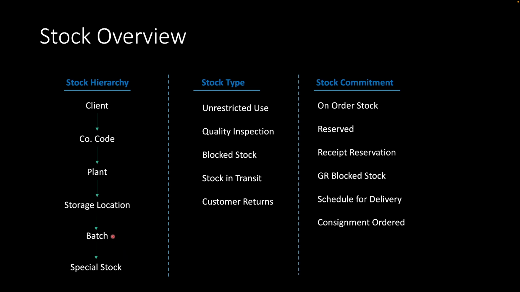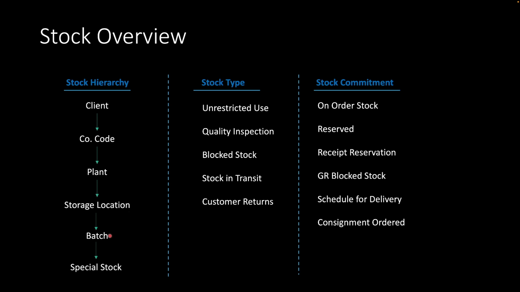So what does batch mean? If your material is managed in batches, that is you receive the material and you want to see which batch of the material was received, then you will have to activate batch management in the material master. And when you activate batch management and then do the goods receipt, you will have to enter the batch also along with the storage location. So below the storage location, you have another level that is called the batch.